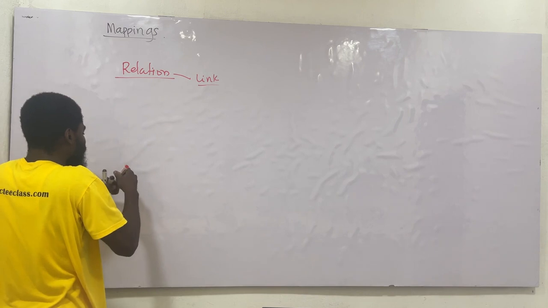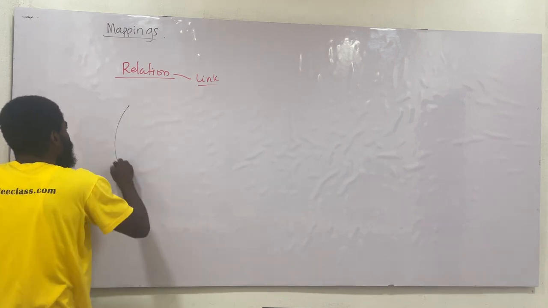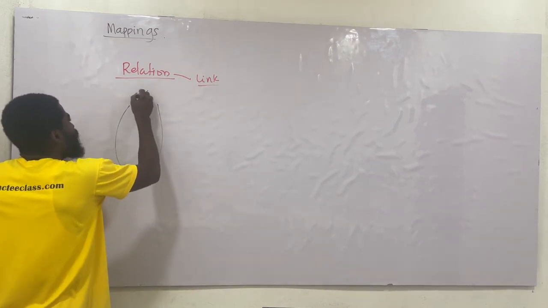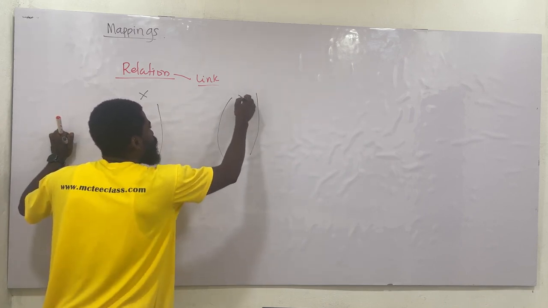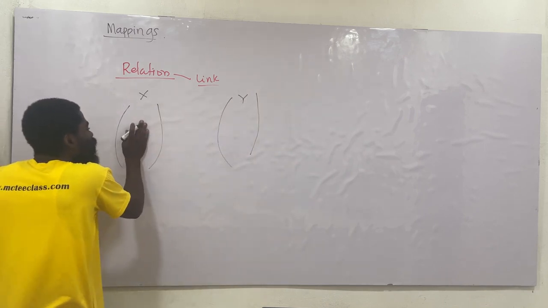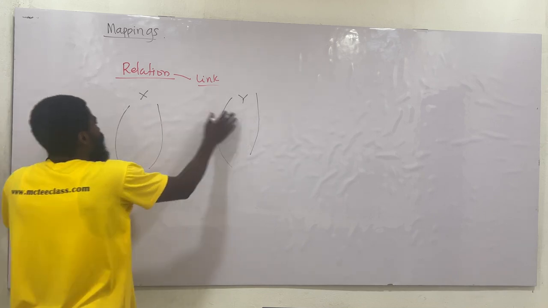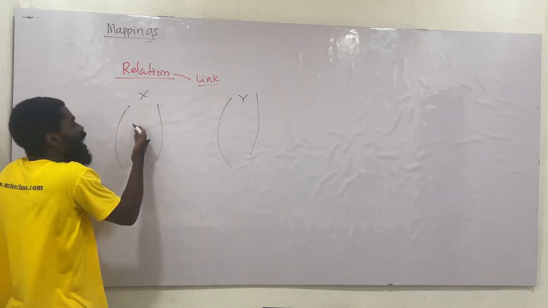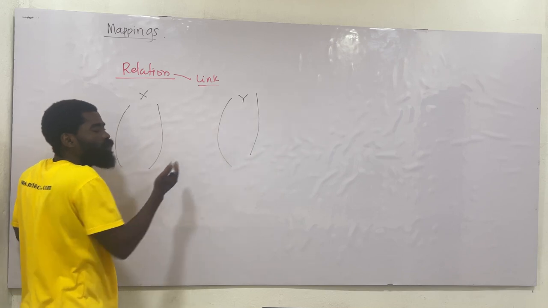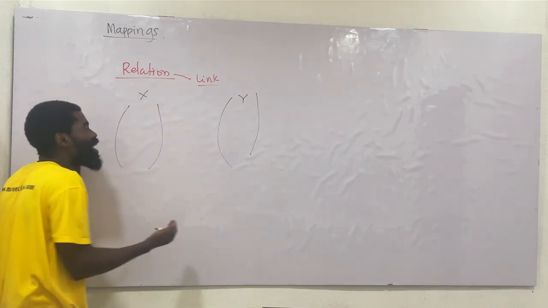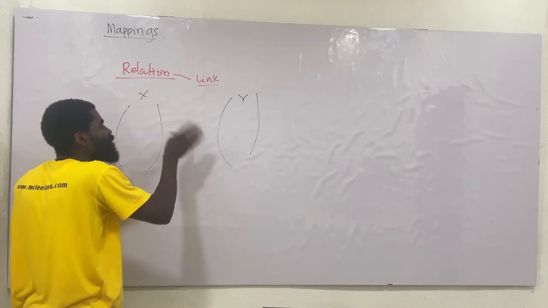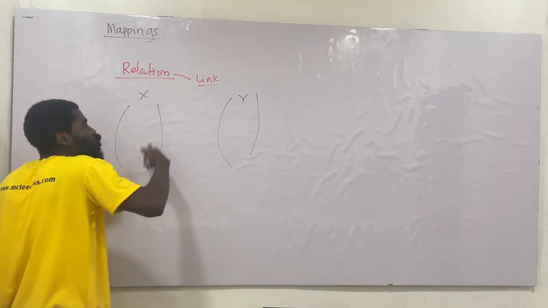If I have a set X, let's go deep now. I'll just be quick here. If I have a set X and a set Y, then I have members of X and members of Y. How are the members of X related to the members of Y? That is the relation. Are they friends? Are they enemies? What are they? Are they square of?